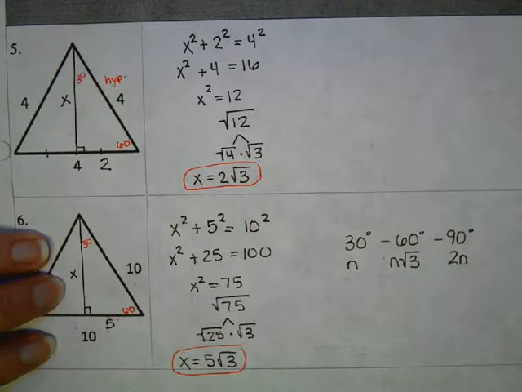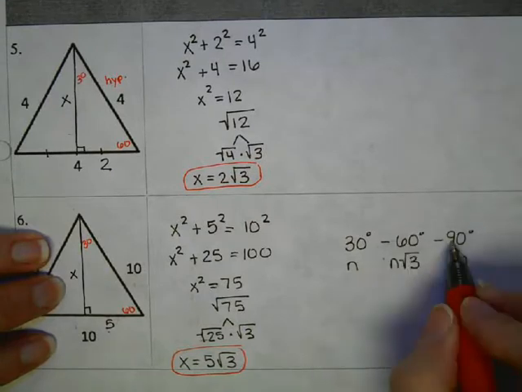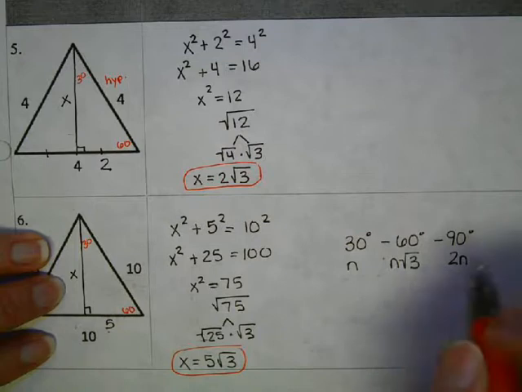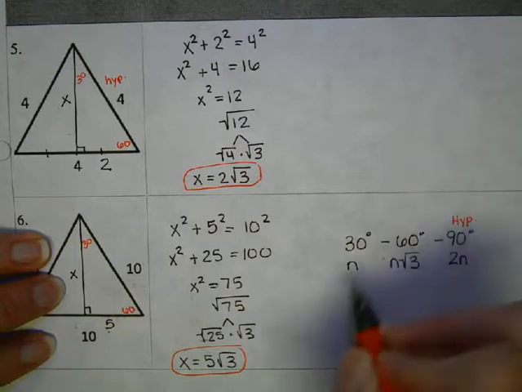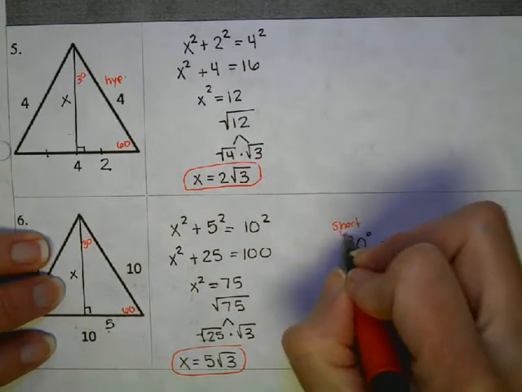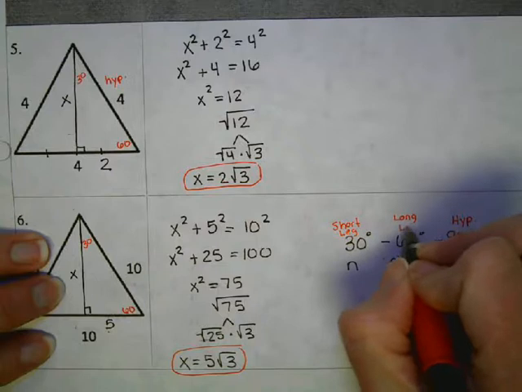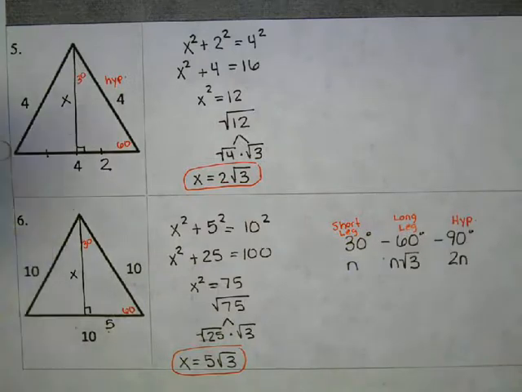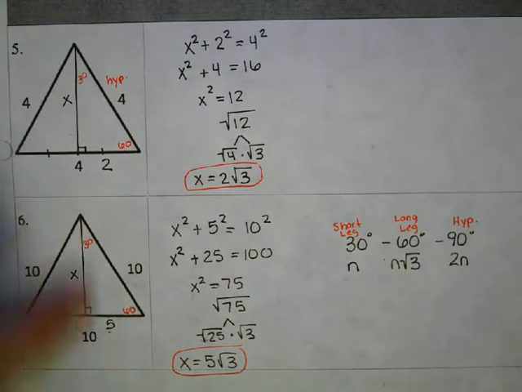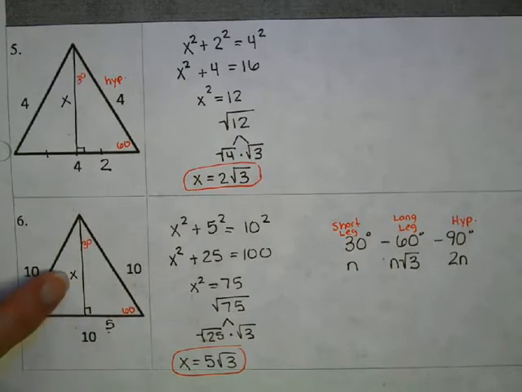So these represent the angles. These represent the sides across from the angle. So this would be like your hypotenuse side. This would be your short leg. This is considered like your long leg. When you have a 30-degree angle, opposite the 30-degree angle is your shortest side. Opposite the 60-degree angle is your longest leg. And then this one's called the hypotenuse.